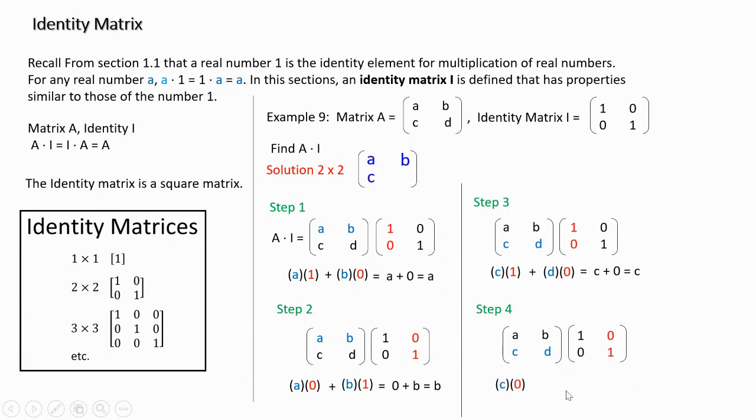C times 0 plus D times 1. The answer will be 0 plus D. The answer is D. And here, guys, I just proved it to you that when you multiply a matrix times its identity, you get the same matrix.